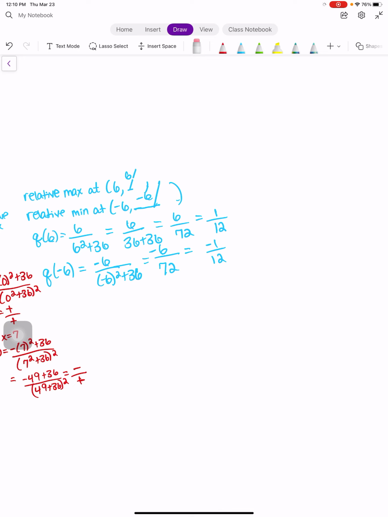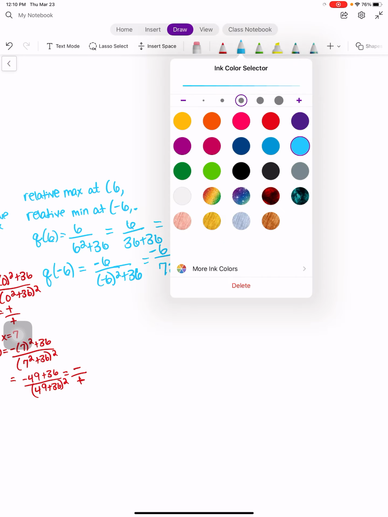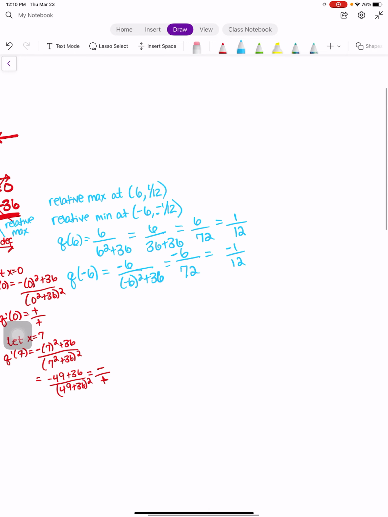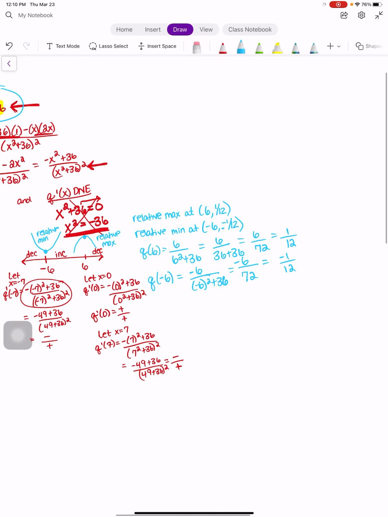Give me just a second to get this eraser correct. Let's get this correct where we can see this. So I have my relative max at 6 and 1/12, and my relative min at 6 and negative 1/12. So I would have got points deducted there because I did not simplify that answer.